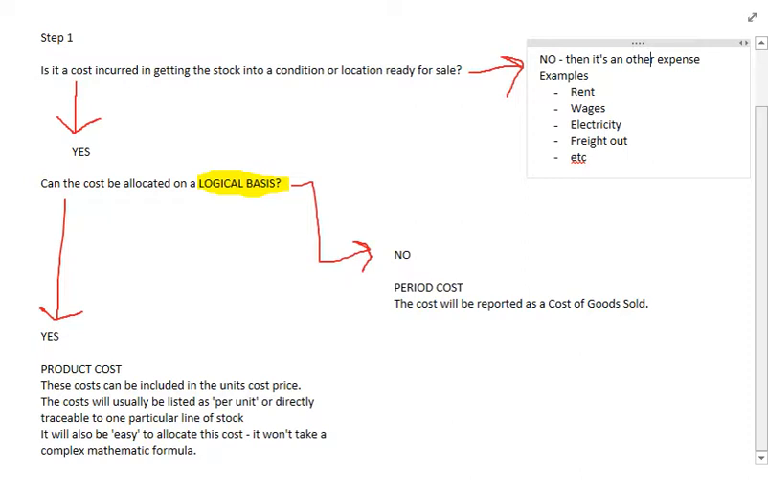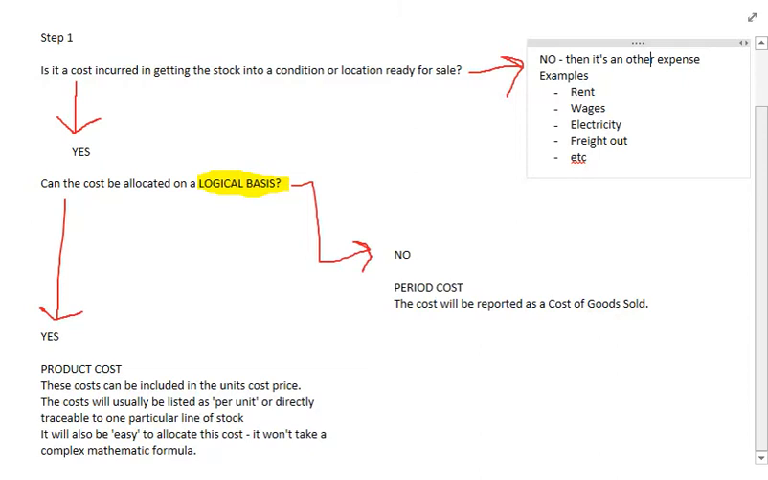So the first thing we need to ask ourselves is, is the cost incurred in getting the stock into a condition or location ready for sale? This could be things like modification expenses, freight in, anything that has to do with getting the stock into a condition, so getting it ready so it's right to be sold, or a location, so getting it into the shop, ready for sale. So if it's not one of these things, then we record it as an other expense.